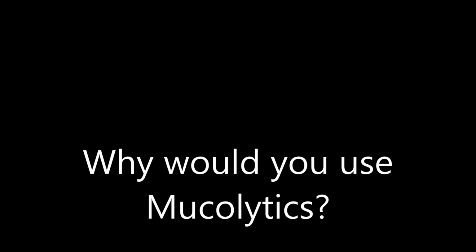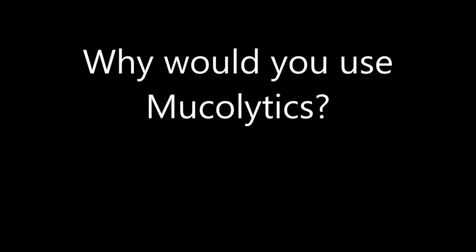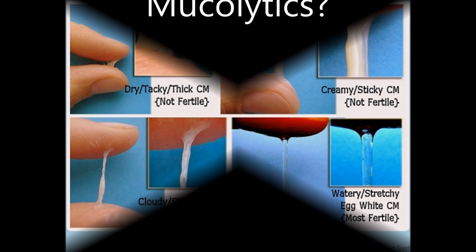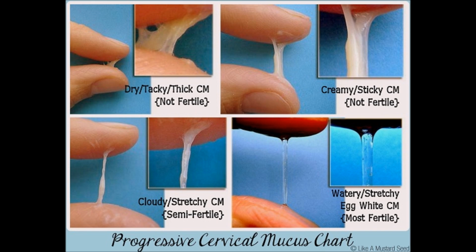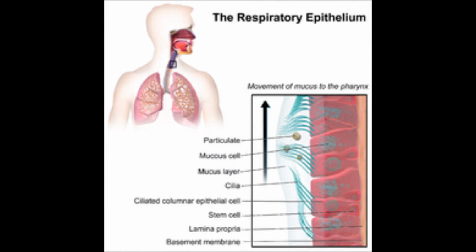So why would someone use a mucolytic? A mucolytic is used in order to mobilize the secretions and increase the fluidity of the secretions. So I know I have a picture of cervical secretions, but it means the same thing. What you're going to use mucolytics for is the thick secretions, so they can be more fluid and then better excreted by the cilia. And we'll be looking at two different drugs today.